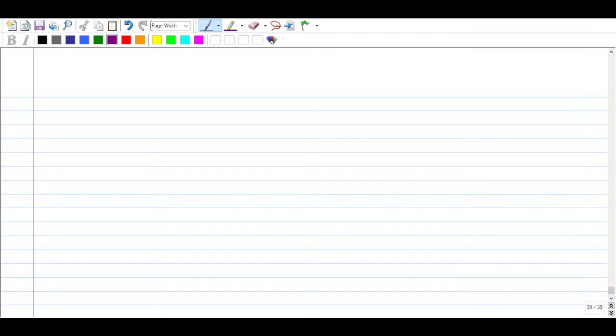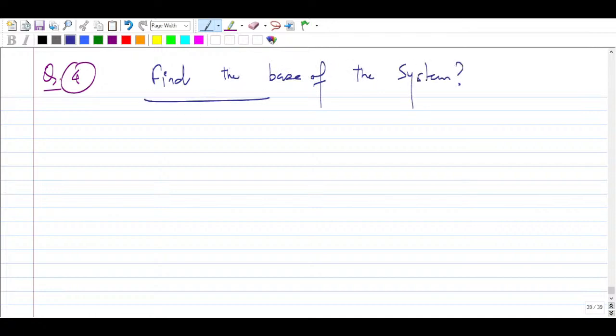Next is the next problem, question number 4, I guess. Yeah. Find the base of the system. You have to determine the base of the system. They will give you some operation here, some numbers will be added and you will get some result, and you have to find the base, in which base system you are adding those two numbers. So you have to find the base here.